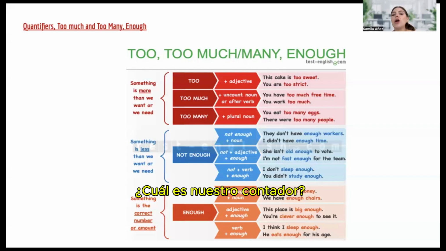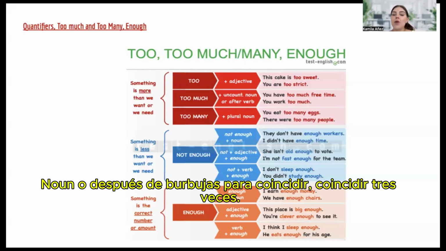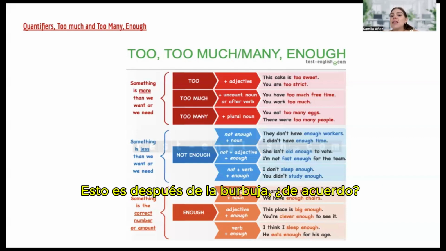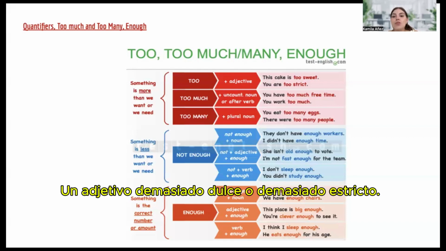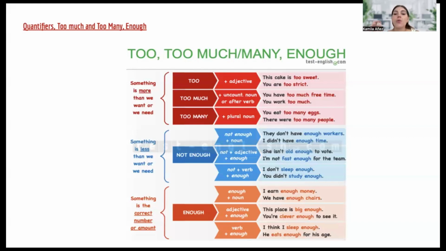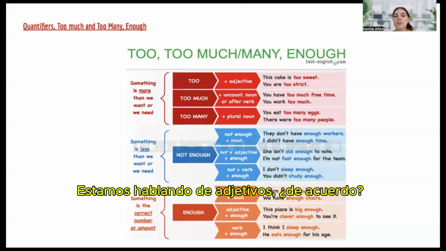Which one is our countable noun or after a verb for too much? Too much, 3 times. This is after a verb, all right? An adjective, too sweet or too strict. We are talking about adjectives, okay?